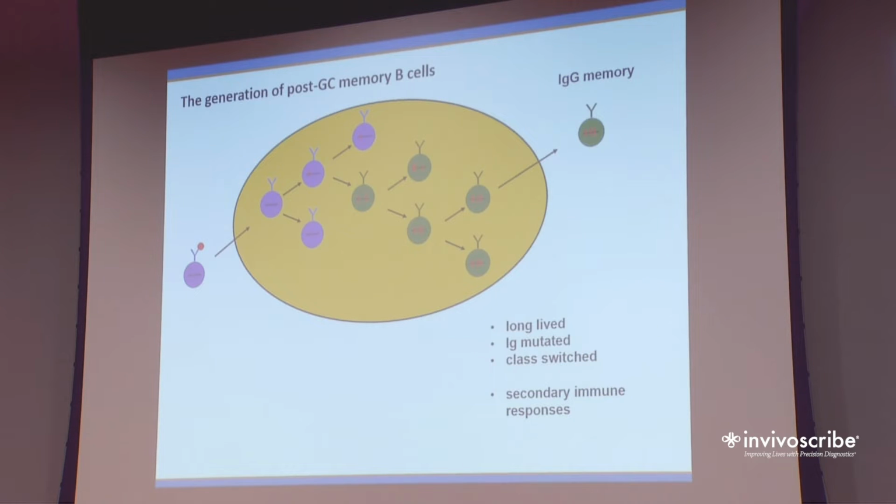And also, class-switched memory B cells will be generated. They are long-lived, mutated, and of course class-switched, and they are prone to undergo secondary immune responses upon re-encounter of cognate antigen.